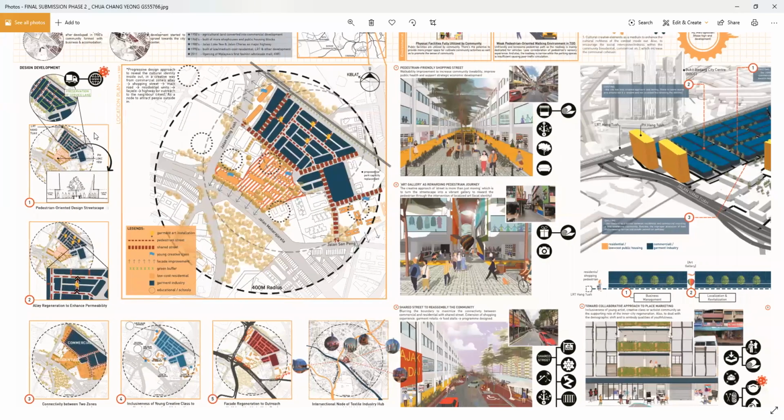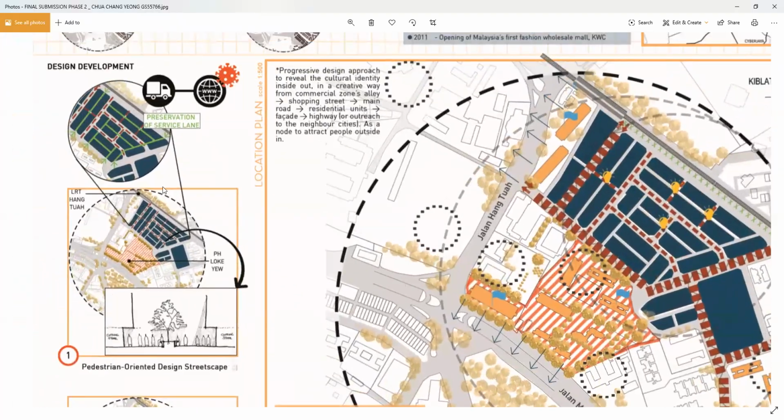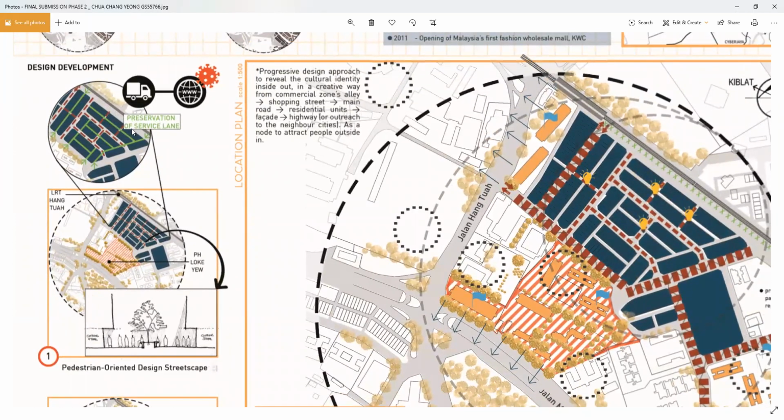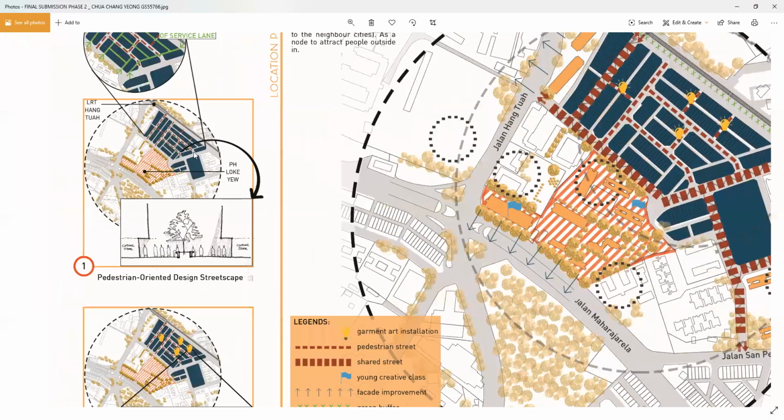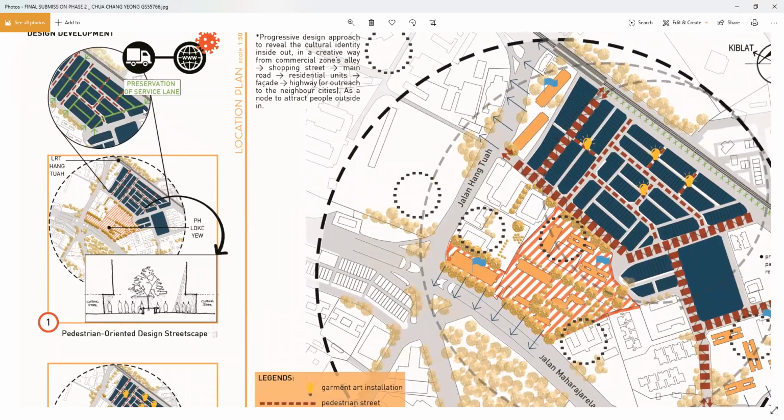But I have zoomed in on this part, where the green color shows the preservation of service land. I think it's important to reserve the land for service and loading purposes, because during the pandemic it was very frequently used by people to run their business online. So I try to preserve the service zone, so the garment industry can transform their economic models during the pandemic, which is to deliver their stuff online.